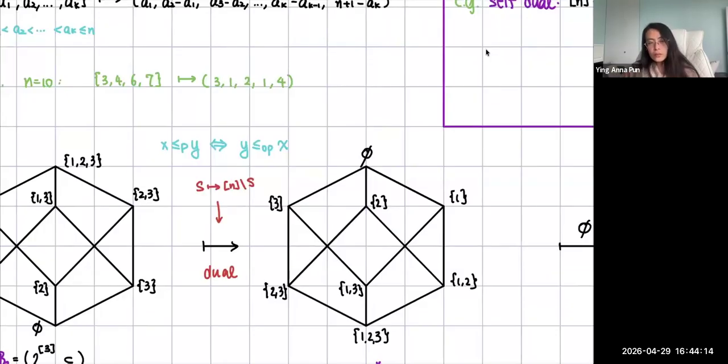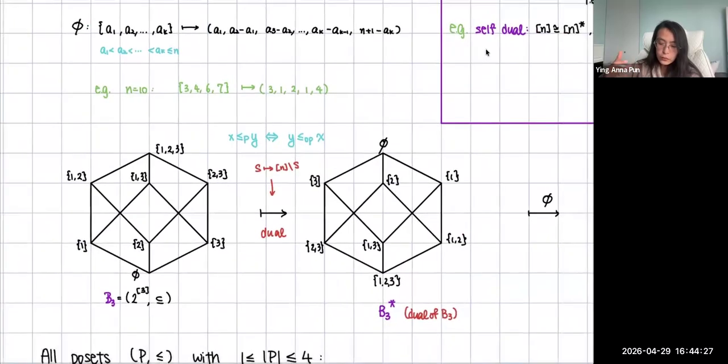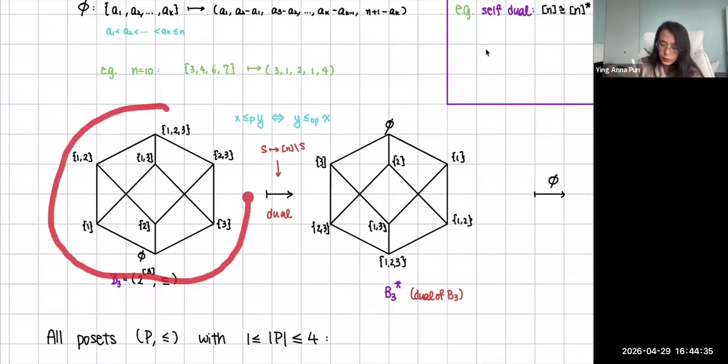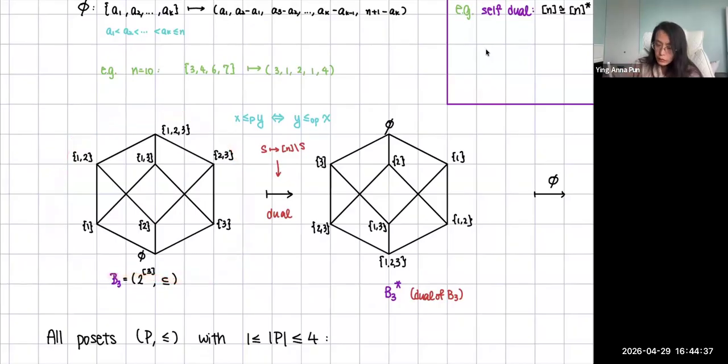A dual is not necessarily the same as yourself. But to think about dual is very easy, because you just flip your Hasse diagram. So self-dual means that after you flip your Hasse diagram, you get the same Hasse diagram. So for example, this is the B3. If you flip it, you will get the same shape. So that just means that B3 and B3 dual is the same. So that's why we call them self-dual. But in general, it's not always the case.